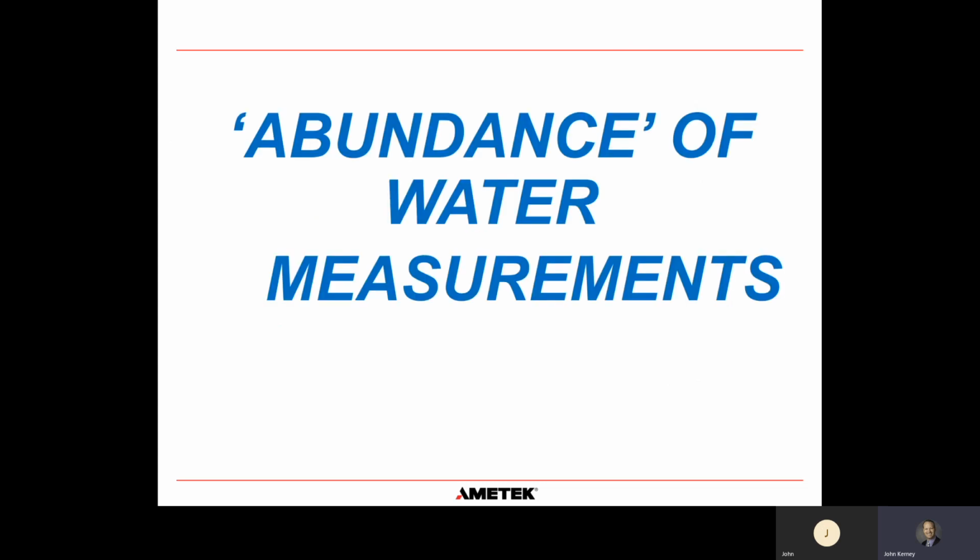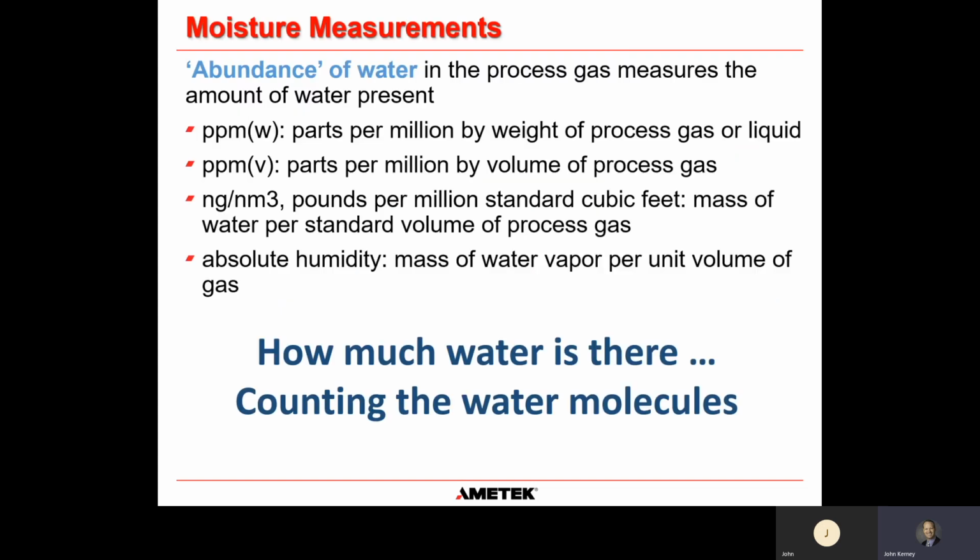So if we take it a step further, let's just talk quickly about what abundance of water measurements are, and we'll come back to that example momentarily. But like I said earlier, the way I think about abundance of water measurements is basically just how much water is in the system. We're effectively counting the water molecules in the system.